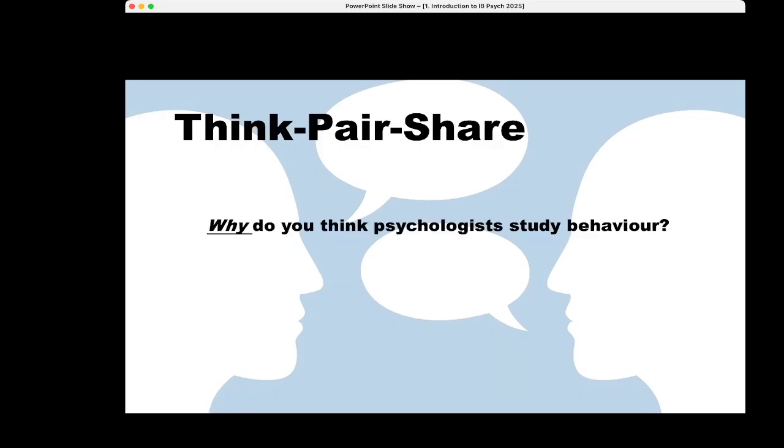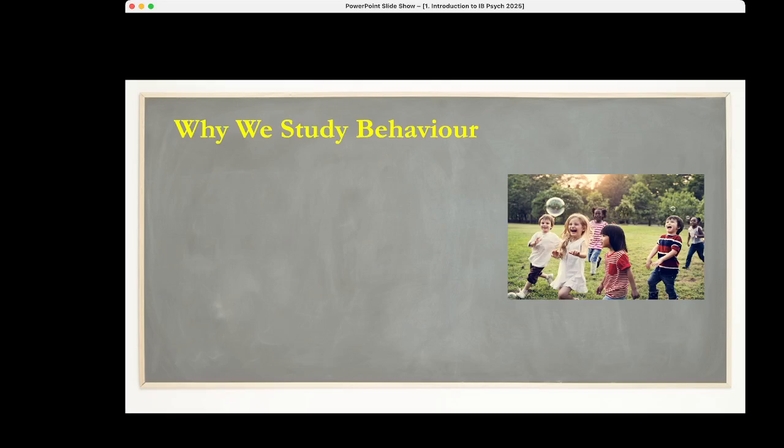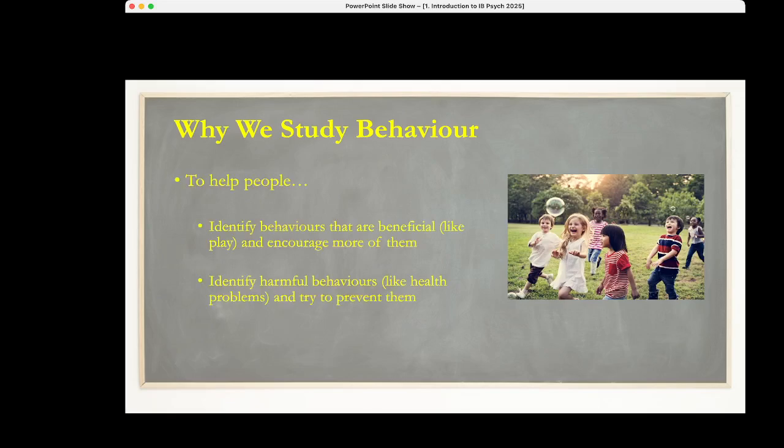We get into a think, pair, share with the why. Okay, why do we study these things? And then a bit of chalk and talk. My 2 cents, you might have some other perspectives here. A recurring theme in this course is if we can identify the harmful behaviors like aggression, addiction, depression, then if we can identify those, understand the root causes, maybe we can try to prevent them and help people overcome them. Similarly, if we can find the beneficial behaviors, we might be able to help people do more of them, like happiness.